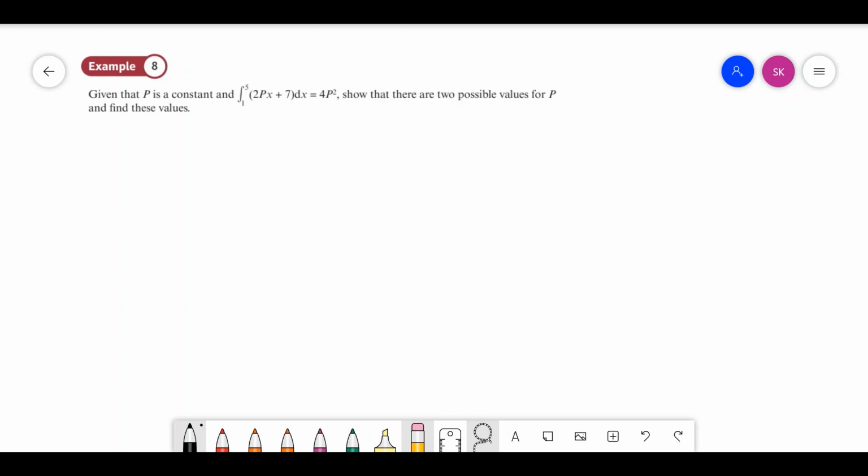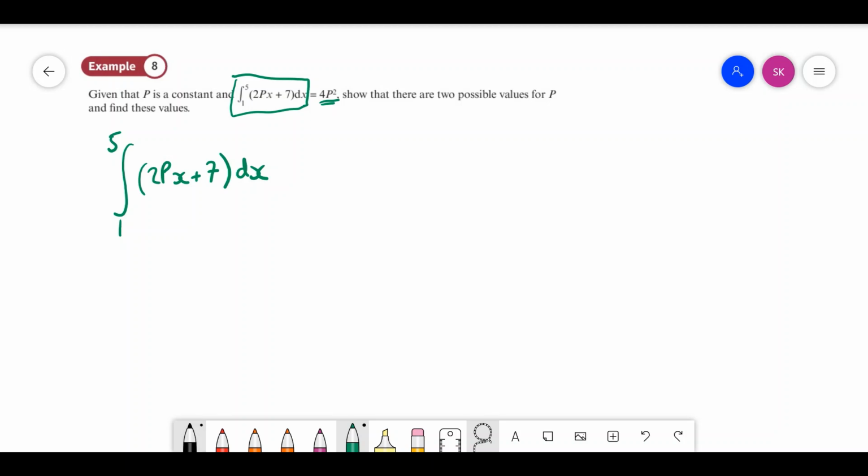So we're told that, given that p is a constant, so immediately I'm thinking it's not going to be affected by the integration or differentiation processes, and we're given this information about a definite integral here. We're told that that equals 4p squared, so there are two possible values for p and find these values. So what we need to do is find the value of the definite integral. When I've got a value for this, then I'm going to make it equal to 4p squared, and I'm going to try and solve to find the values for p.